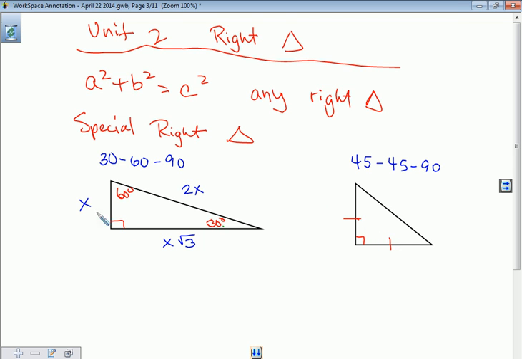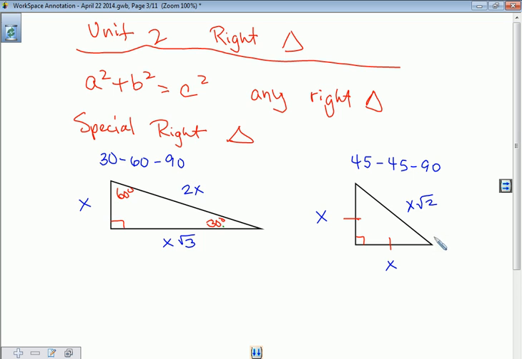So on this one, it's the short leg is x. We always double that to get the hypotenuse, and we multiply that by the square root of 3 to get the longer leg. On the 45, 45, 90, whatever one leg is, the other has to be the same because they're congruent. And then to get the hypotenuse, it is times the square root of 2.